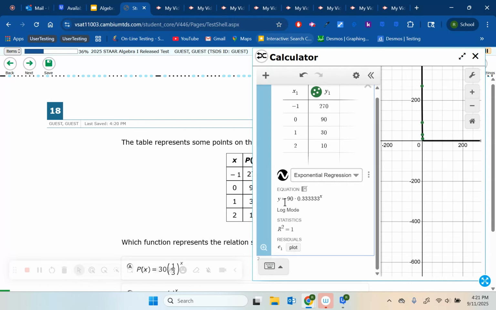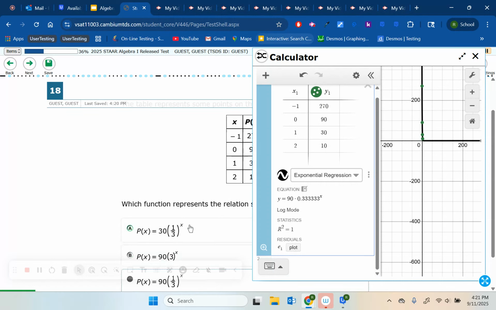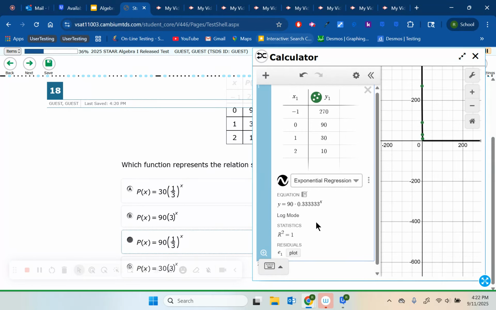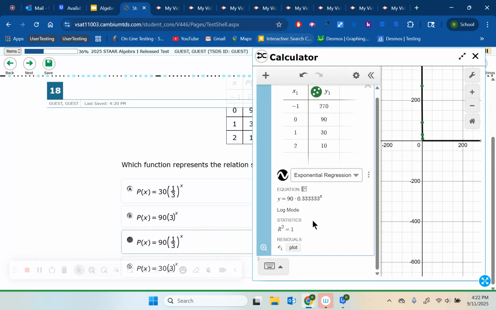Y equals 90 times 0.33333 to the x. That 0.33333 is my 1/3. It's right there. There's my 90. 0.33333 is that 1/3 raised to the x. It says here r squared is 1. I think it's this Desmos version's way of saying this thing is 100% exponential.